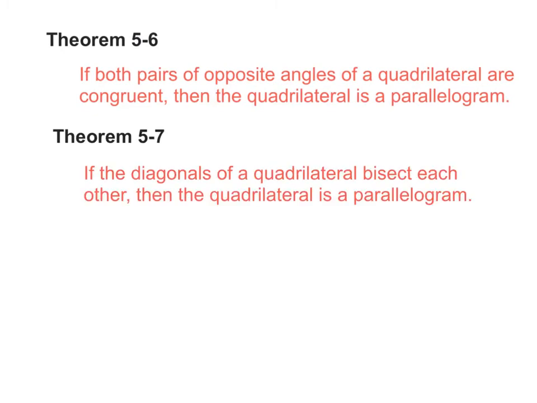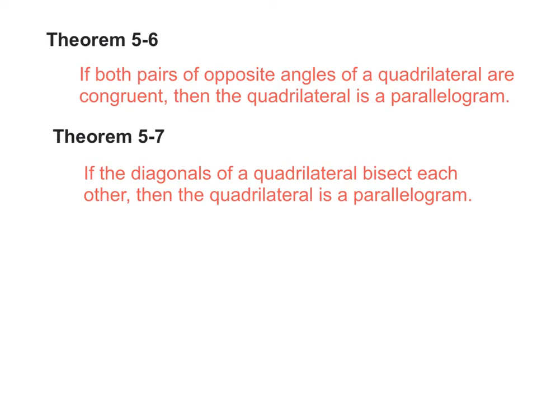Now the last theorem is Theorem 5-7, and again, this doesn't deal with the sides. This now deals with the diagonals, and it says, if the diagonals of a quadrilateral bisect each other, then the quadrilateral is a parallelogram.